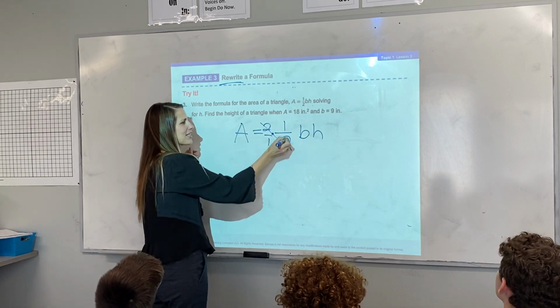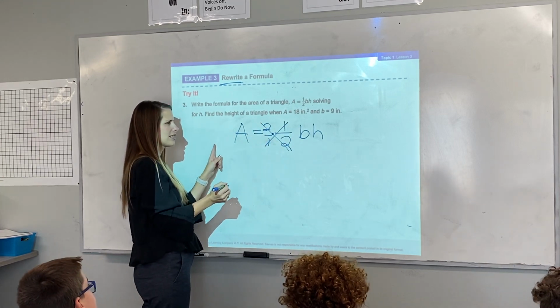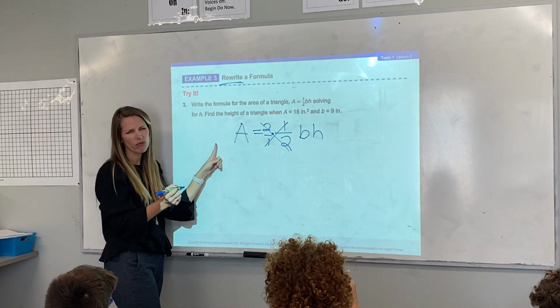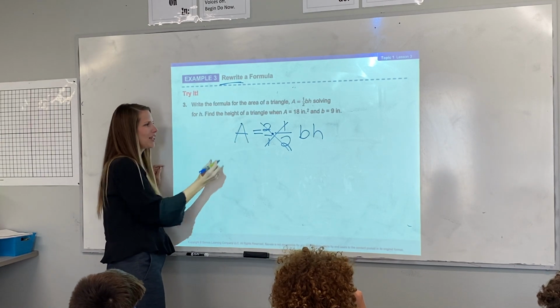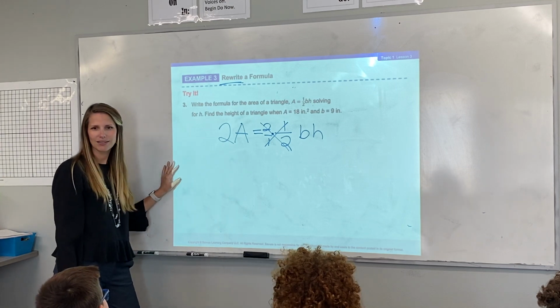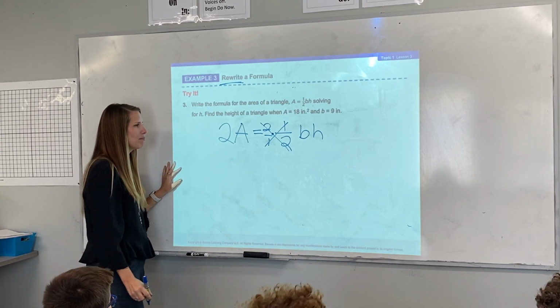It's like then you just cancel. But when I do the same thing on this side, do I want to write it as 2/1? No, you just showed that A is being multiplied times 2. You know what that looks like? 2A. Boom! Mic drop.